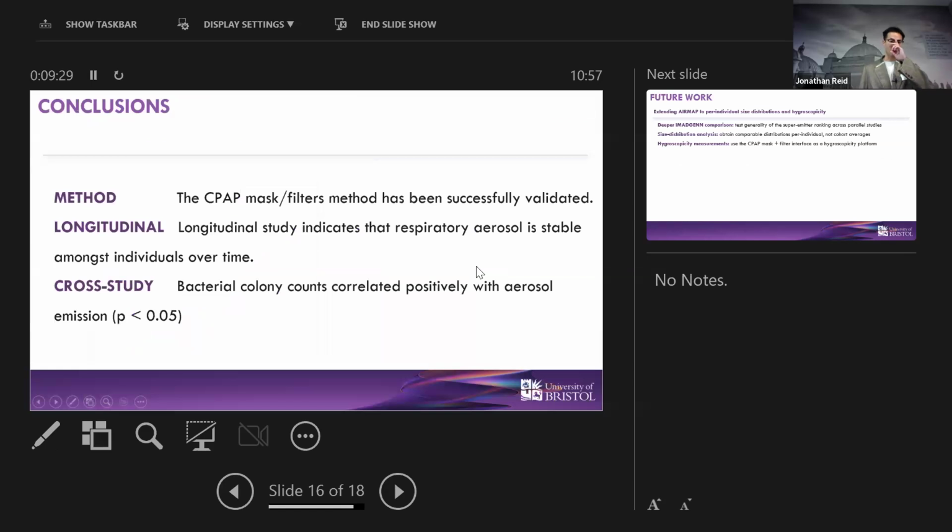In conclusion, we have successfully validated the CPAP mask plus 5 filters method. Our longitudinal study indicates that respiratory aerosol is stable among individuals over time. And the bacterial colony counts correlated positively with aerosol emissions.